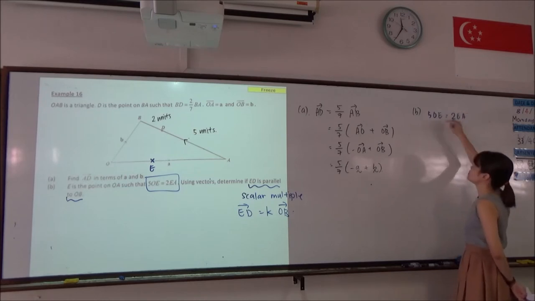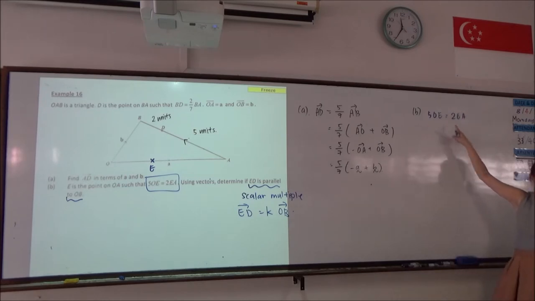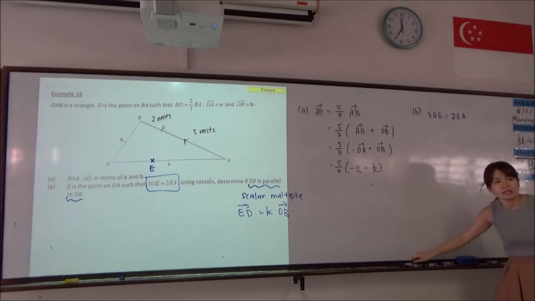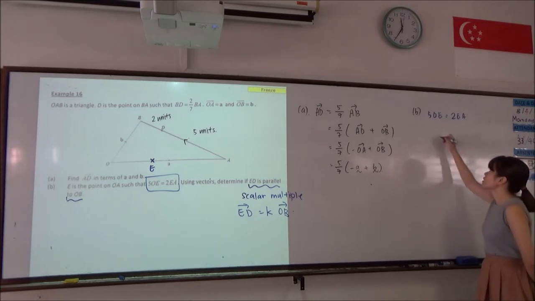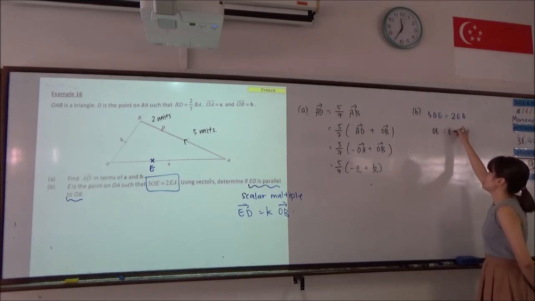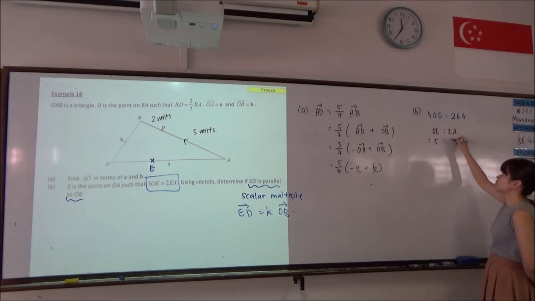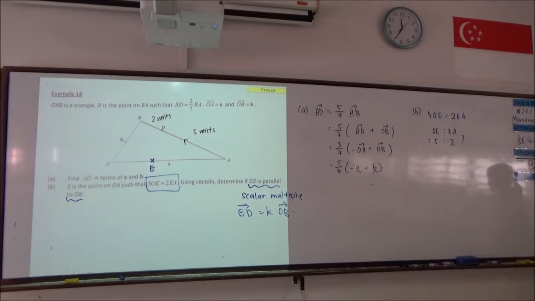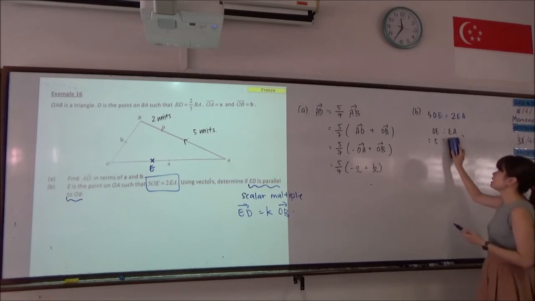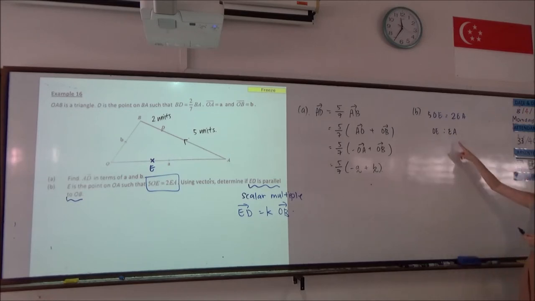Take note that this refers to length. They don't refer to vectors. So 5OE equals 2EA. Does this actually mean that OE is to EA equals 5 is to 2? How many of you think this way? Does anyone think of it this way? If not, then what is the relation?